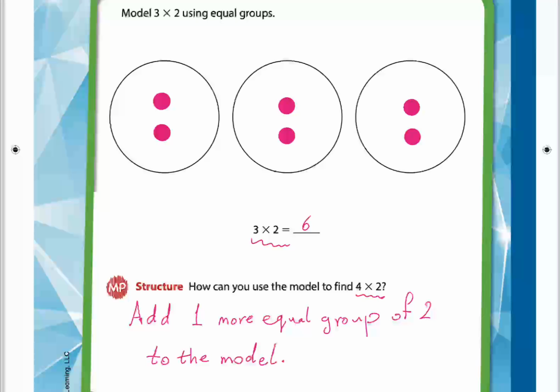Okay, my heroes, any problems? Any questions? Okay, can anyone tell me if we add one more equal group of 2 to the model, what is the total? What is the product? 4 times 2. Excellent! Thank you, Tamim. Thank you, Hassan. Okay, Radi. So, 4 times 2 equals 8. Yes, that's right.